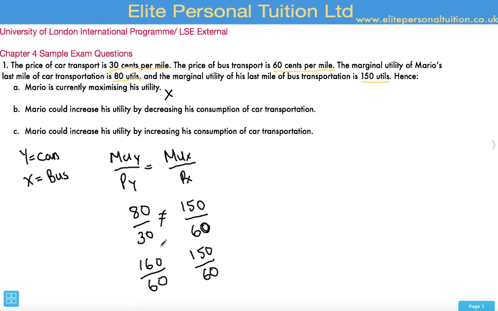So here we see that the numerator here is bigger, which means that this fraction is bigger than this fraction. So we're getting more marginal utility per pound spent on cars than we are per pound spent on buses. Therefore, we should spend more pounds on cars and less pounds on buses. So this is incorrect, and C is the correct answer. If we spend more pounds on cars, we will be happier than if we spend more pounds on buses.